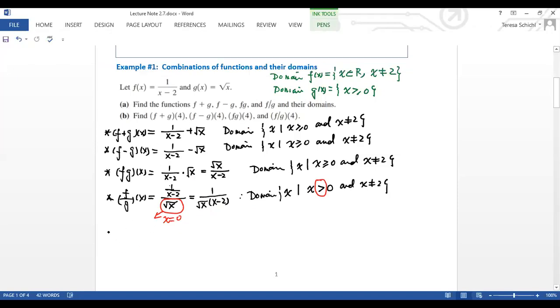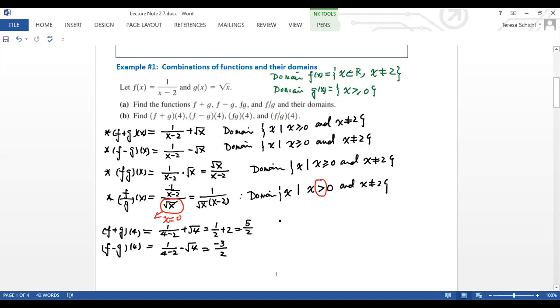Okay, now let's find the values at 4. I'm going to find f plus g at 4. That means you just plug in the number. So this is 1 over 4 minus 2 plus the square root of 4. So this is 1/2 plus 2, which is 5/2. The same thing for f minus g at 4: 1 over 4 minus 2 minus the square root of 4. So it's 1/2 minus 2, which will be negative 3/2, right?